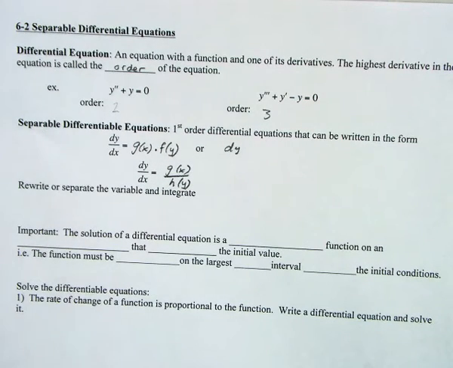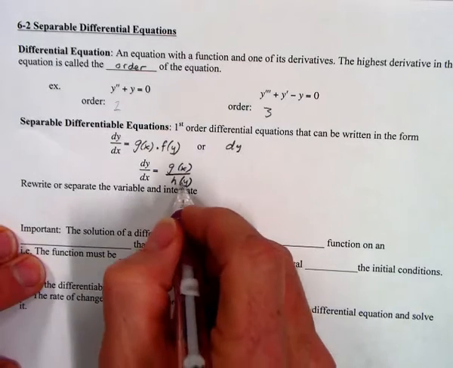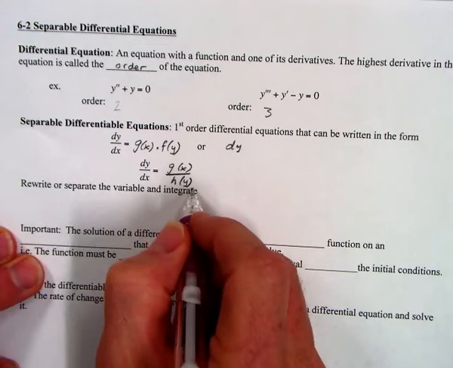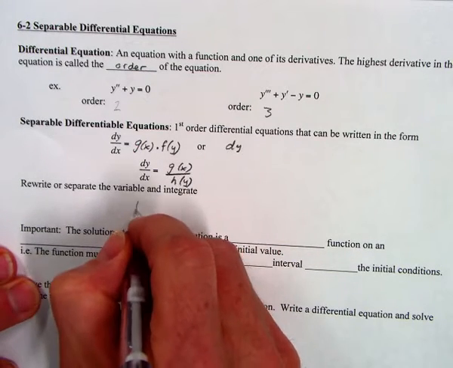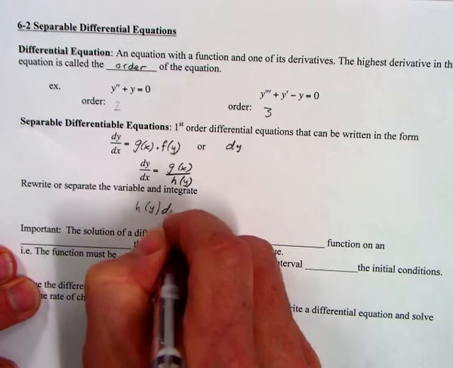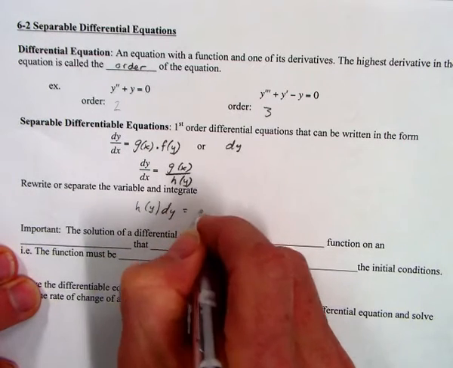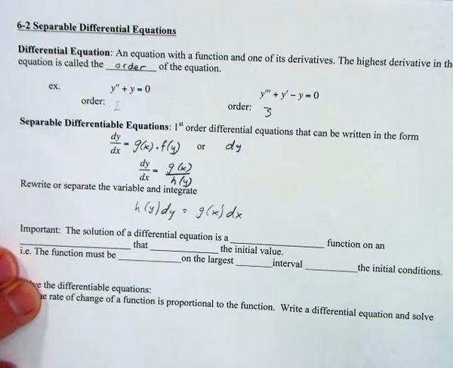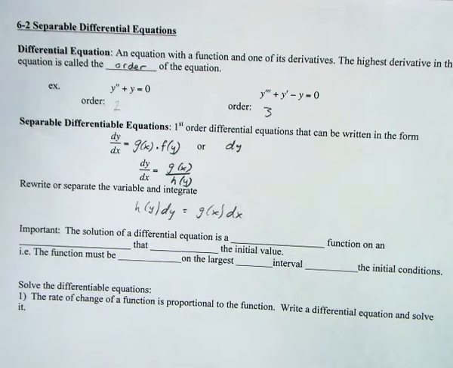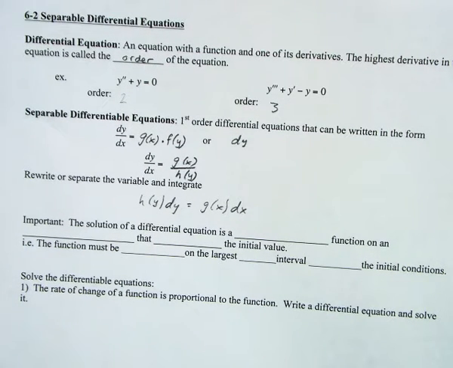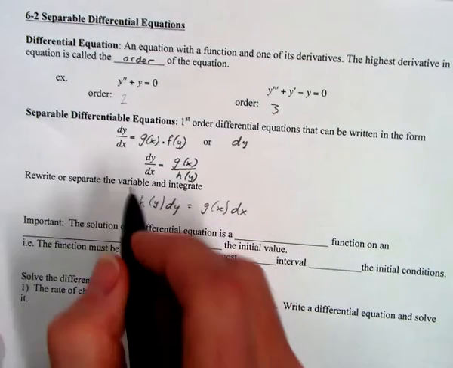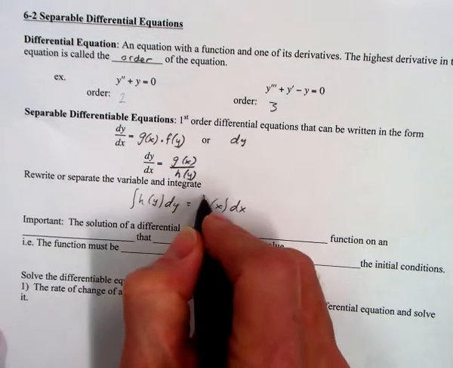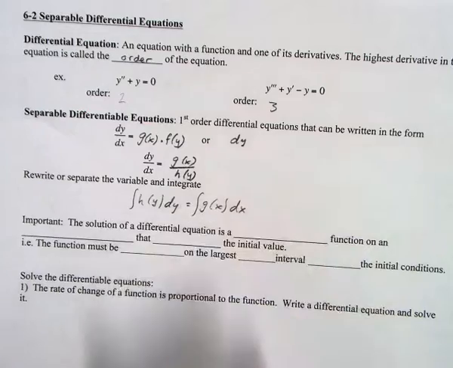If we separate them, we can multiply both sides by h of y, so we'll have h of y dy equals g of x dx. So what we have now done is separated the variables. We have all the y's on one side, we have all the x's on the other side, and now we can integrate. And that's the idea. So important.